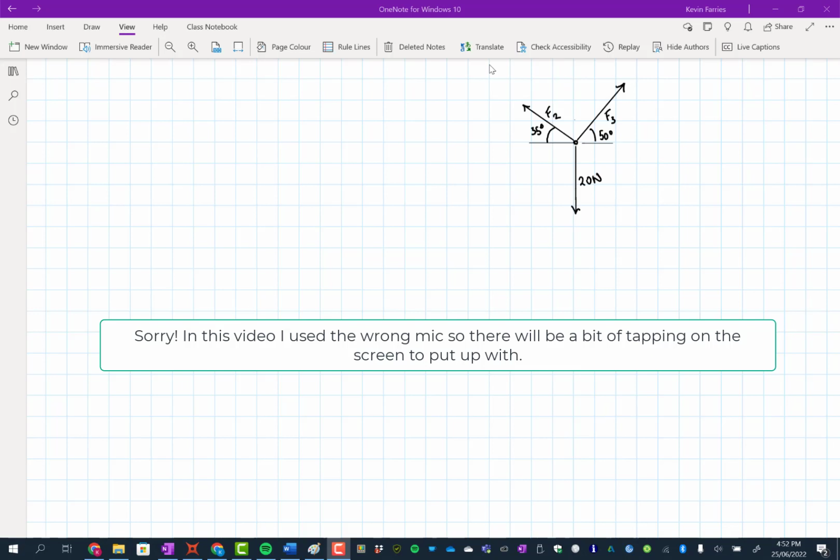So in the previous example, we were showing whether or not a particle was in static equilibrium. This time, we're being told that it's in static equilibrium, and we're going to use that fact to figure out these two unknown forces. So we don't know F2, we don't know F3, so we're going to figure those out. So let's do it graphically first.